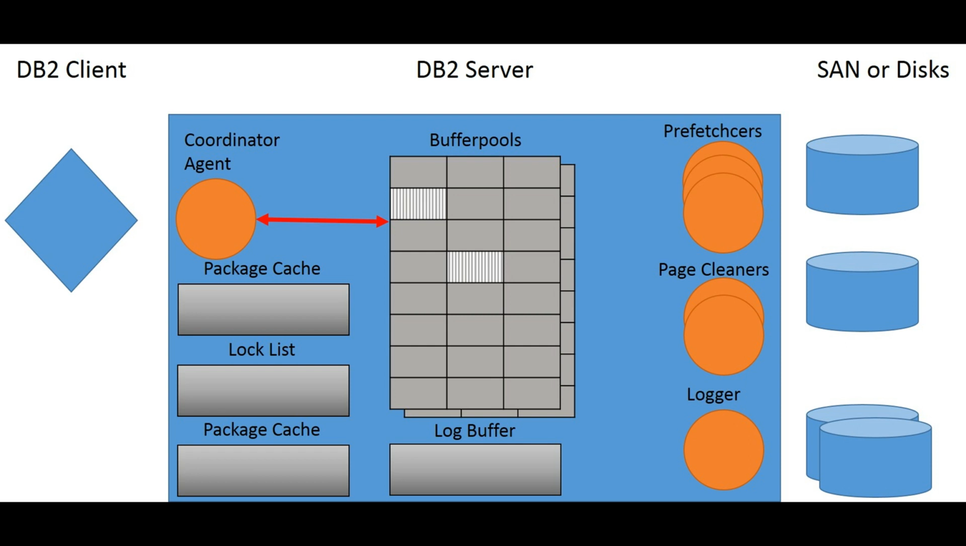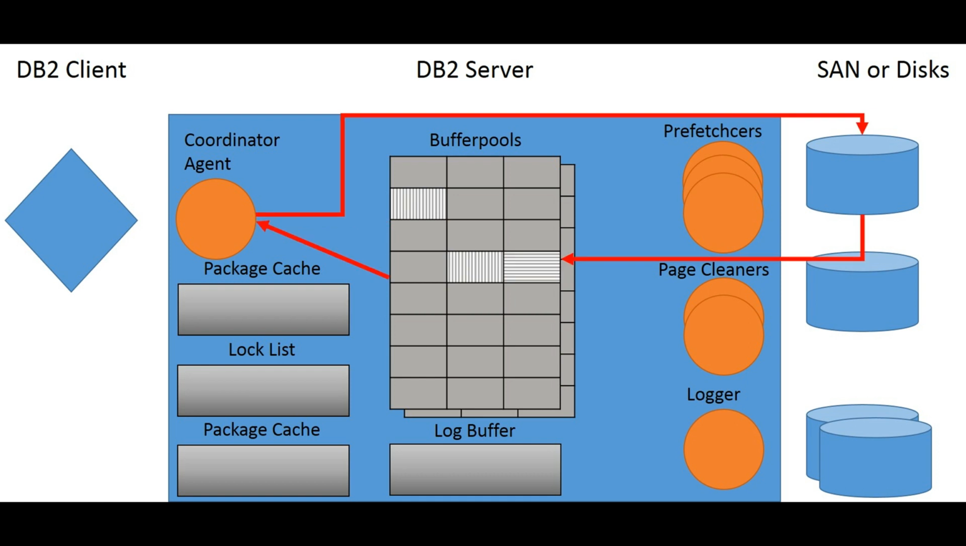There are three main ways that DB2 can get the extent it needs with the data to fulfill the query. All data that is not log data moves through the buffer pools. The first and fastest way DB2 can get the data is if the extents it needs are already in the buffer pools. If the extents needed are there, the coordinator agent can read the data directly from memory.